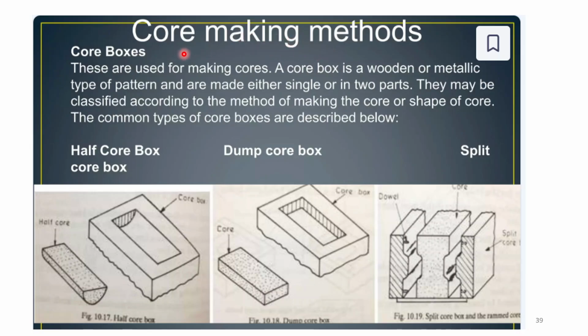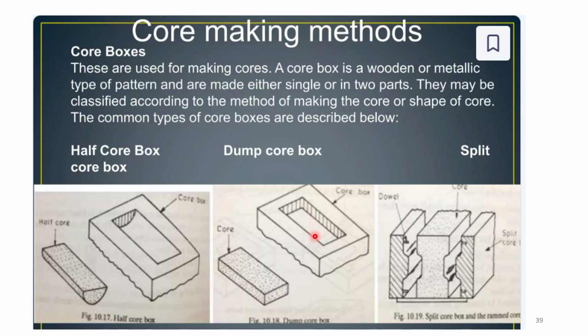Now core making methods, there are various core boxes. These are used for making cores. A core box is a wooden or metallic type of pattern and is made either single or in two parts. These may be classified according to the method of making the core or the shape of the core. The common types of core boxes are described below. Half core box, here you can make half core. This can be made twice and connected afterwards, or you can have a half type of core as well.